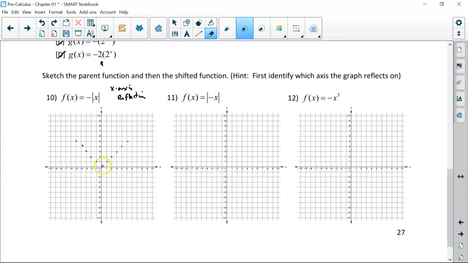So 0 times -1 is 0. 1 times -1 is -1. 2 times -1 is -2. 3 times -1, -3, -4, -5. Same thing over here. We're really just taking those anchor points and flipping them along the x-axis. And here is our new graph.